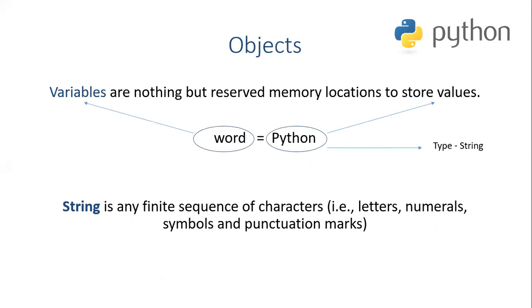String is any finite sequence of characters like letters, numerals, symbols, and punctuation marks. So basically it can be any sequence of characters. Could be words or could be numbers, since they're all in a sequence.